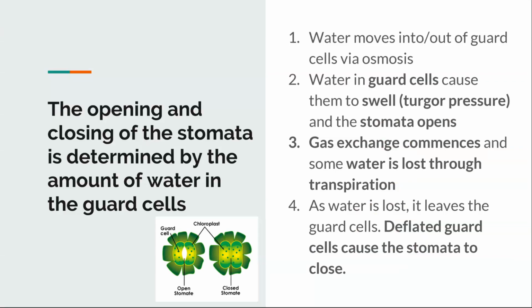How is the stomata controlled? Well, water moves into and out of guard cells via osmosis. Water in the guard cells causes them to swell. We call that turgor pressure. And as they swell, they bend so that the stomata, the hole, the opening, opens. Gas exchange commences, and then some water is lost through transpiration. As water is lost, it deflates the guard cells, and they will close the stomata up.